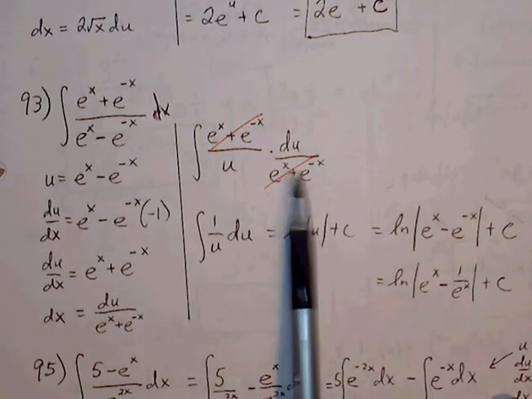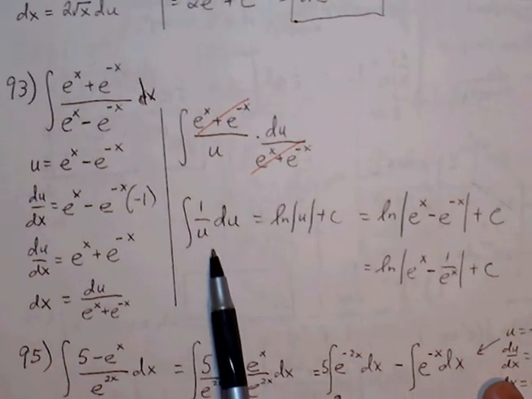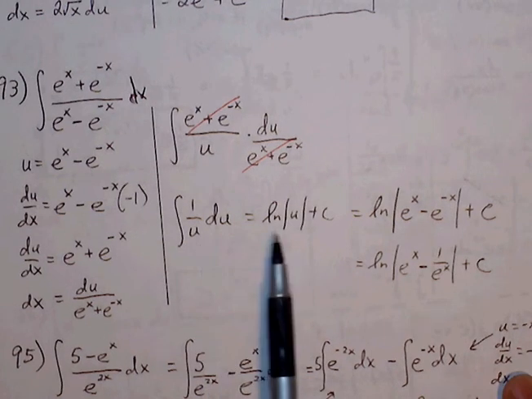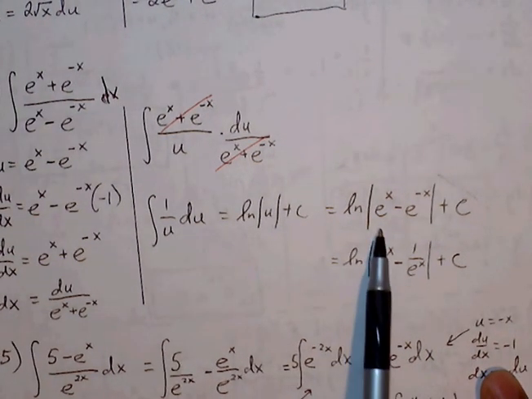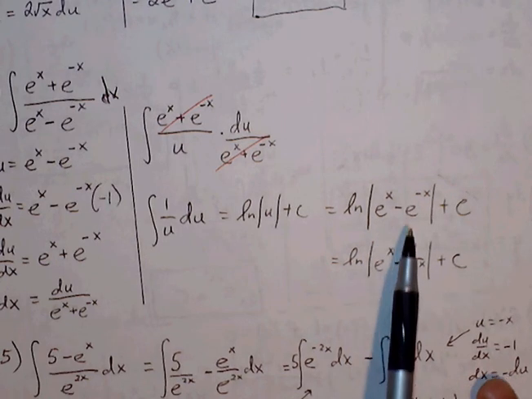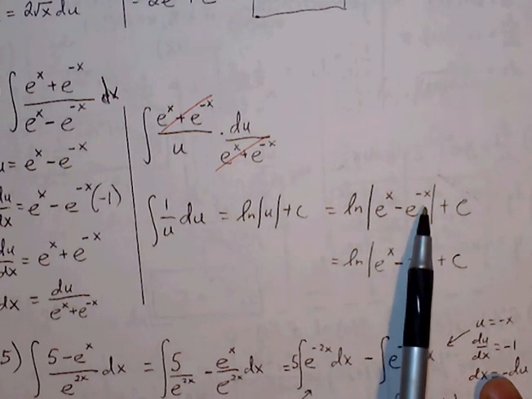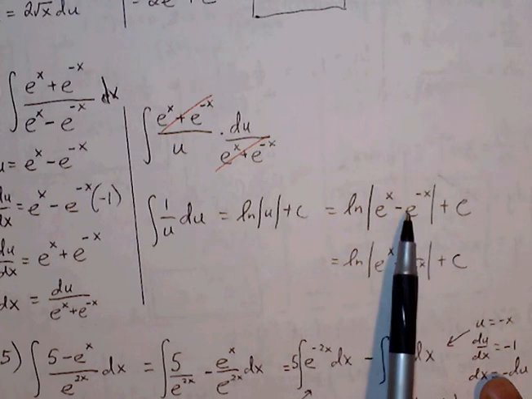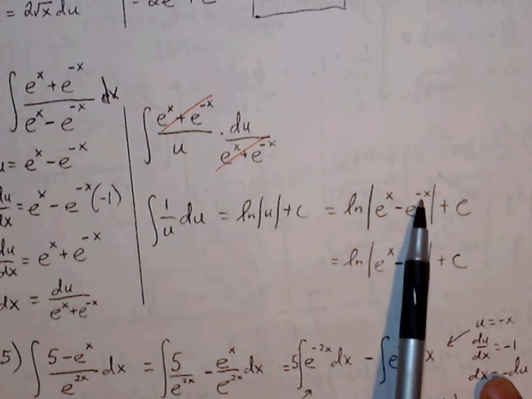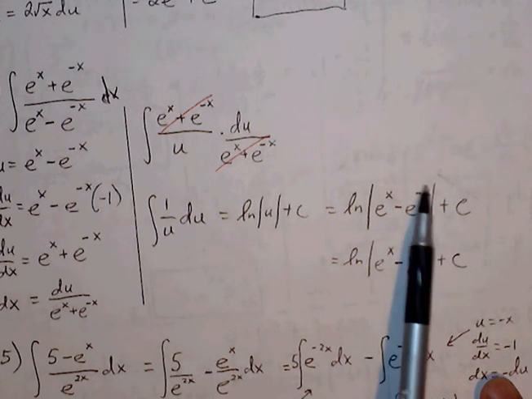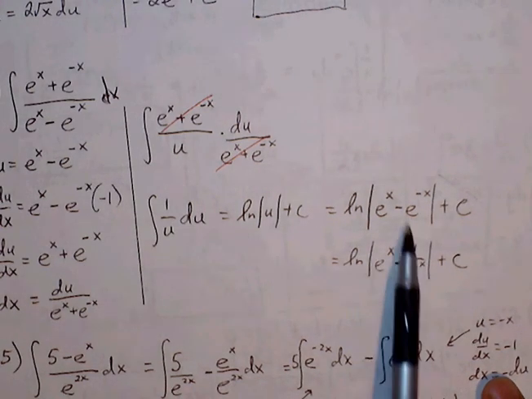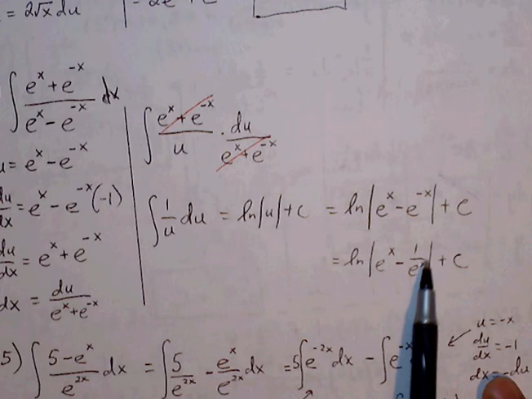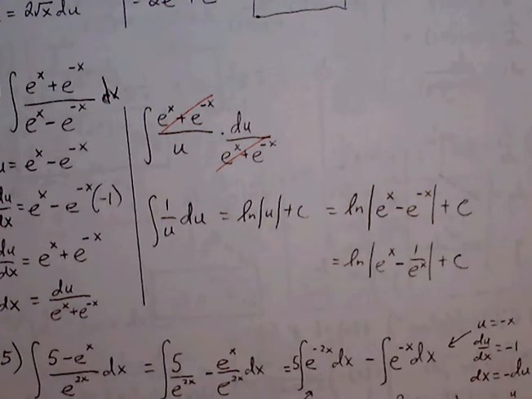These cancel out. We're left with the integral of 1 over u, which is simply the natural log of the absolute value of u, which is the natural log of e to the x plus e to the negative x. In this case, I'm not going to be very specific about having the e to the x be a positive exponent, because this was not presented that way in the beginning. So we can leave it like this, or we can bring it down in the fraction as 1 over e to the x.